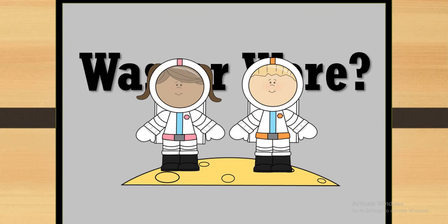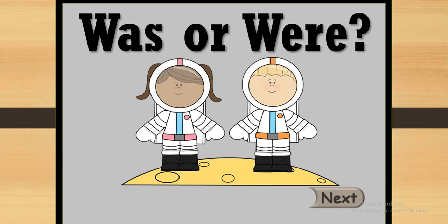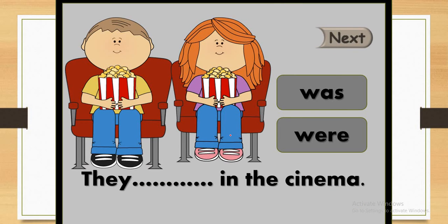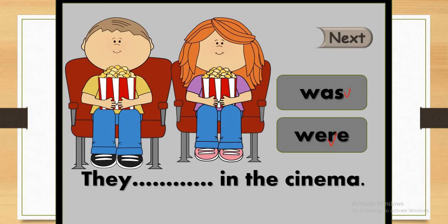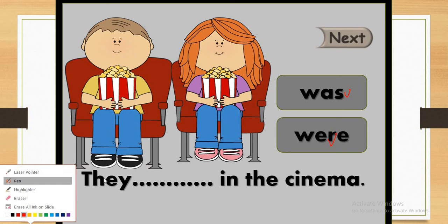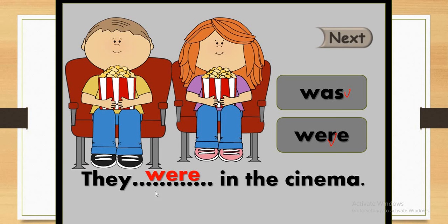Okay, exercise. Was or were. Okay, let's look at the first question. We are going to answer some exercises using was or were. Are we going to use was or were? Who can try? They were, right? They were, because they are more than one. Two persons, two people. Can you see? So we use were. They were in the cinema. Great job. They were in the cinema.